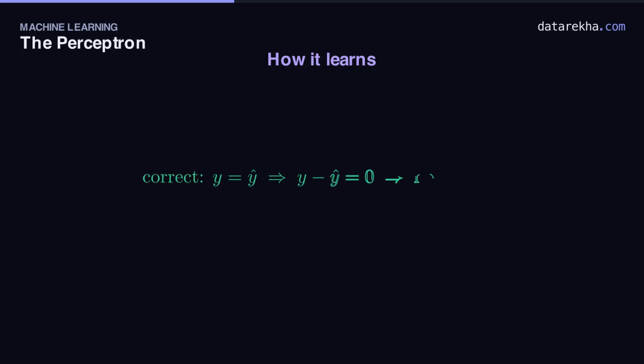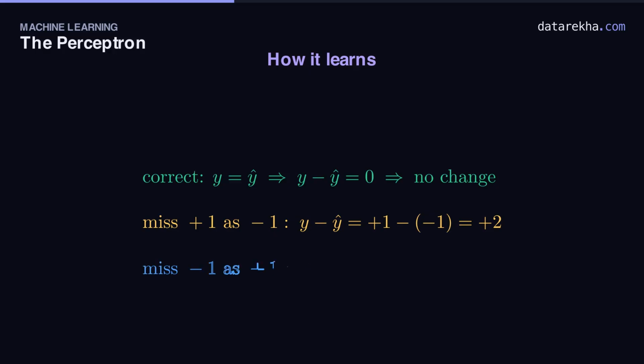Here's the beautiful part of choosing plus and minus 1. When the neuron is already right, y equals y hat. The error is exactly 0, and nothing moves. Correct points are left alone. When it wrongly calls a positive point negative, the error is plus 1 minus minus 1. That's plus 2. So we add a positive multiple of x to w, which pushes that point's score up toward the positive side. And when it wrongly calls a negative point positive, the error is minus 2. We subtract a multiple of x, dragging that point's score down, back toward the negative side. Every mistake tugs the boundary the right way.